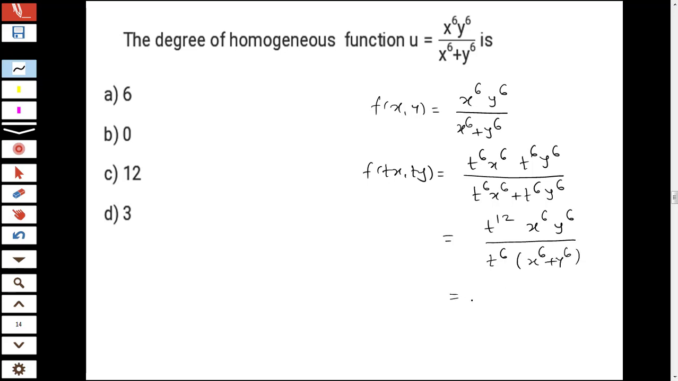So by law of indices, it is t raised to 6 into x raised to 6 y raised to 6 upon x raised to 6 plus y raised to 6. So it is t raised to 6 into, now this is f of xy. So we have that f of tx ty is in the form of t raised to n f of xy with n as 6, so that it is homogeneous with degree 6. Option A is the answer.